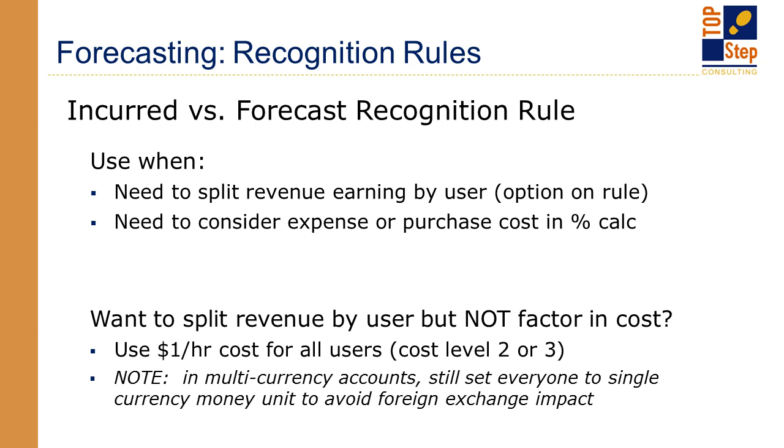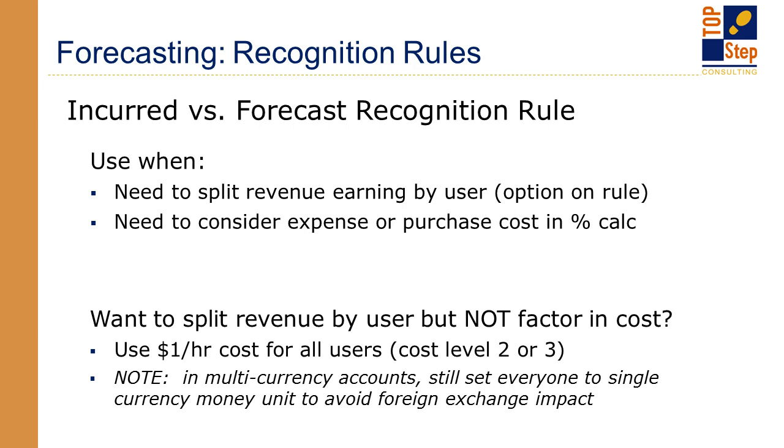Or if you need to consider expense or purchase cost in your percent calculation and percent complete there. If you do, just a little tip here, a trick that we've used several times: if you want to split revenue by user but not factor in costs, within OpenAir you've got the ability to enable between 1 and 3 levels of cost at the user record. So if you have the secondary and tertiary cost levels enabled and just rename one of them to the $1, what that does is it turns that $1 cost for users into hours.